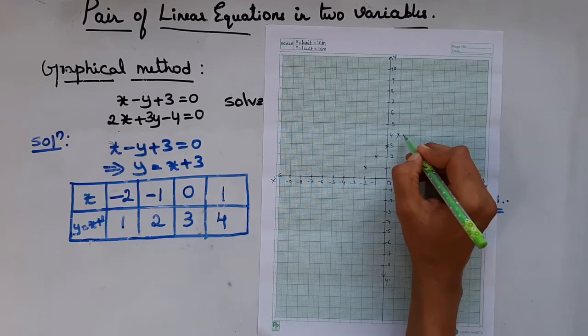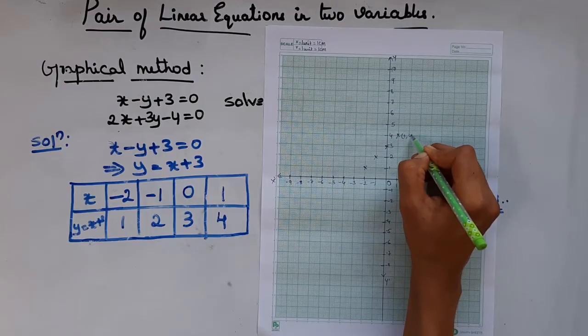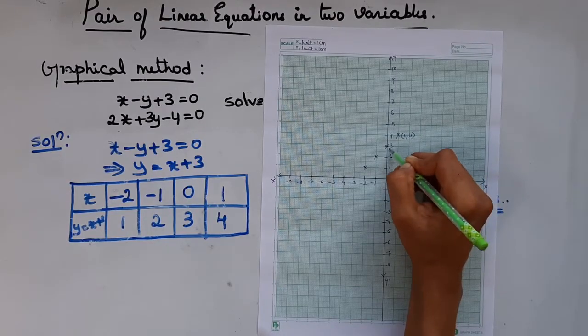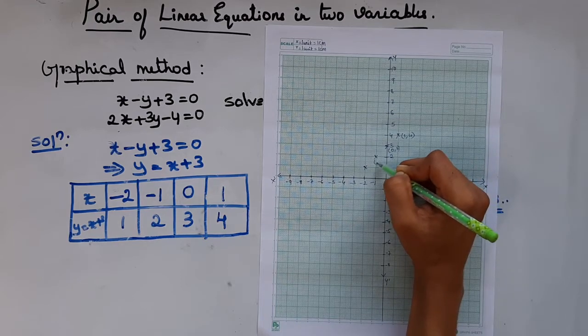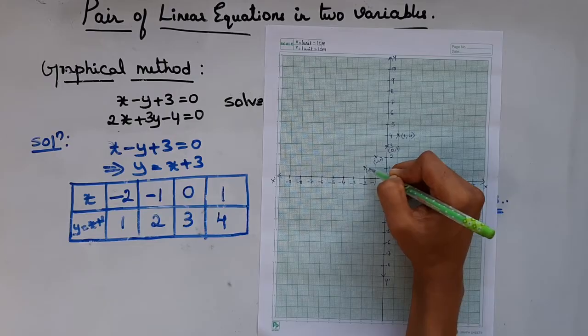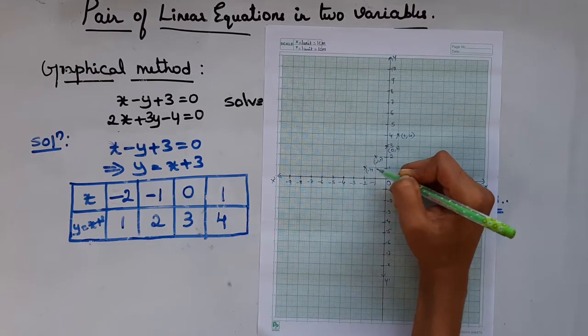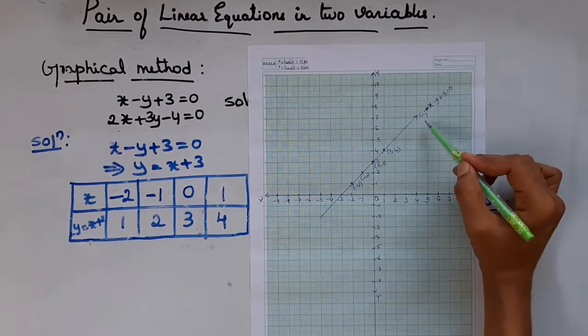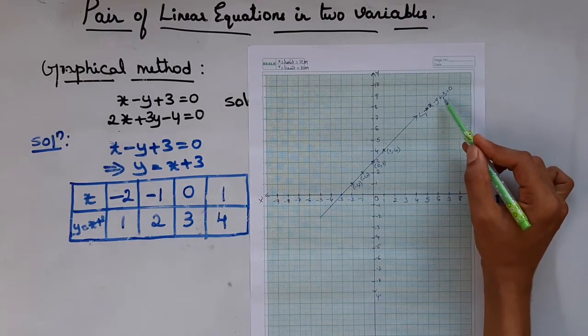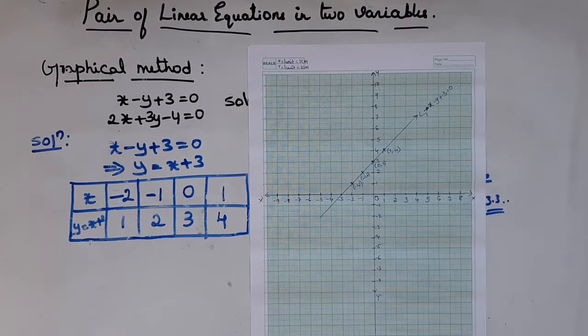And make sure you write the points here, okay? So 1, 4, and this is your 0, 3, and this is your minus 1, 2, and this point is your minus 2, 1. So we have L1 is x minus y plus 3 equal to 0, right?